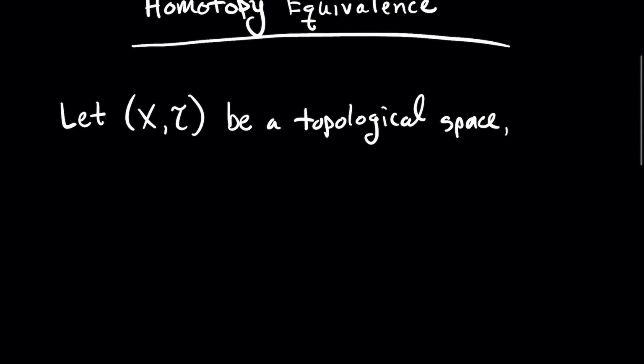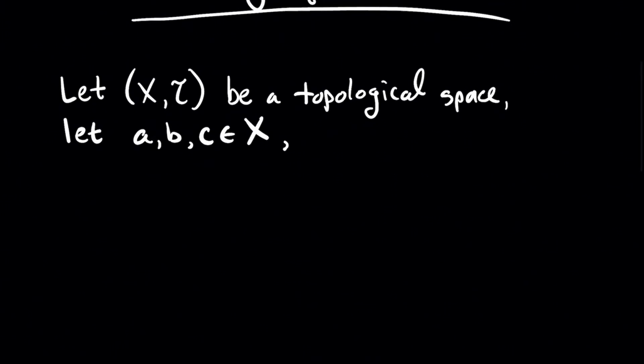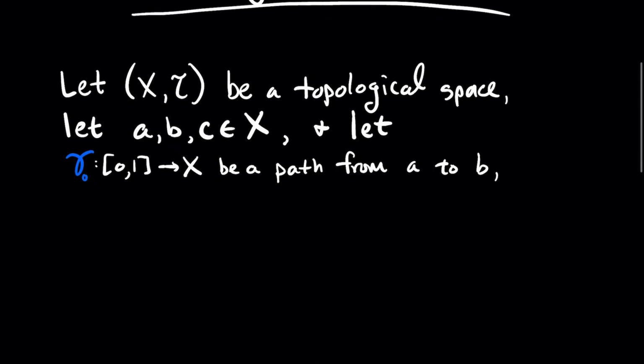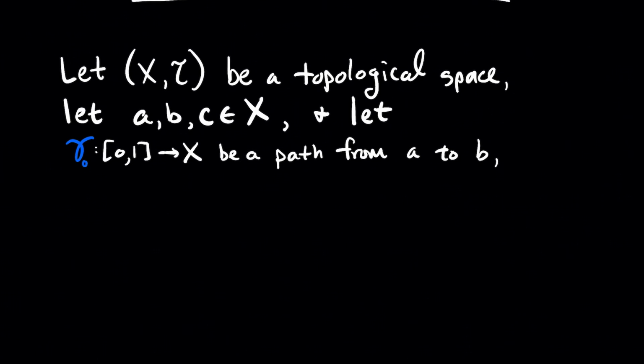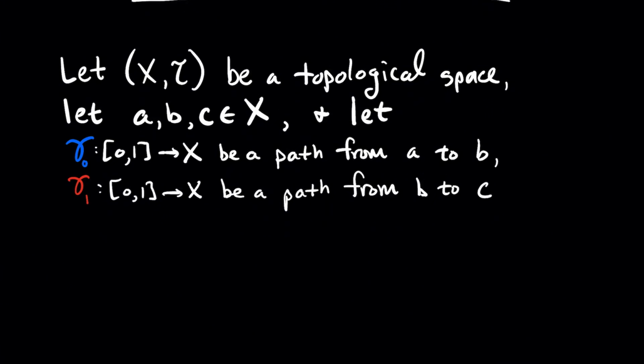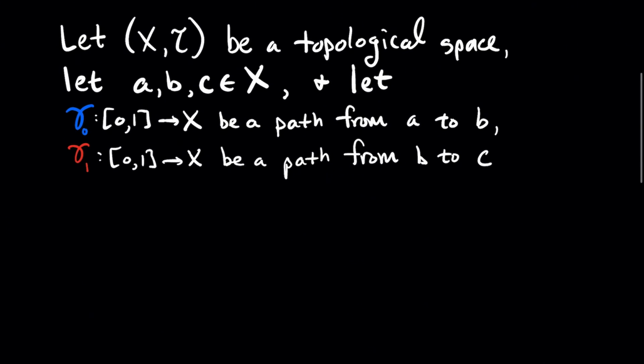So let's let X be our topological space. Its topology here is T, but like in the previous videos, we won't do too much with that topology T. Let's let A, B, and C be points in our topological space. Let's let gamma naught be a path from A to B. Remember, that's a continuous function that starts at A and ends at B, and it takes inputs from the real numbers between 0 and 1. Let's let gamma 1 be a path from B to C.